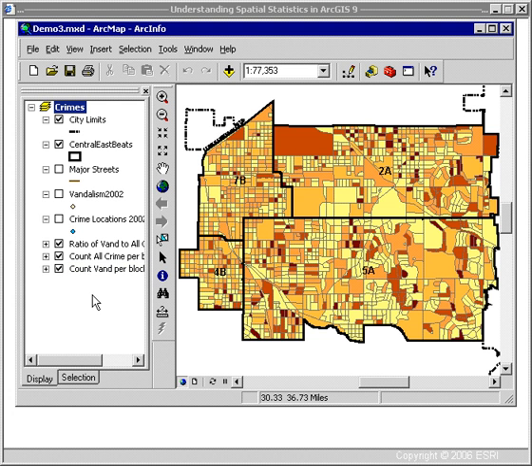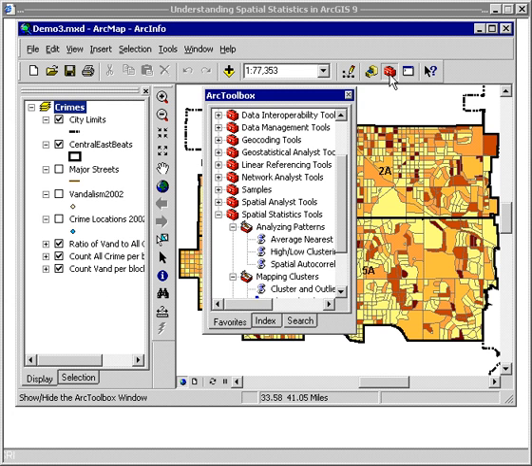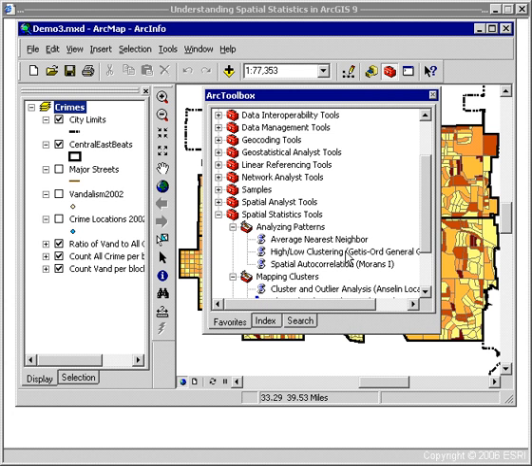The second thing we need to do before we run our hotspot analysis is to find an appropriate scale for our analysis. To do this, we use the Spatial Autocorrelation Global Moran's I tool. The Spatial Autocorrelation tool is in the Analyzing Patterns toolset, so I'm going to open our toolbox and go to that toolset. This tool is going to help me determine the distance where the spatial processes promoting spatial clustering are most pronounced.